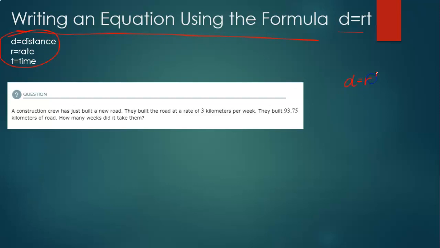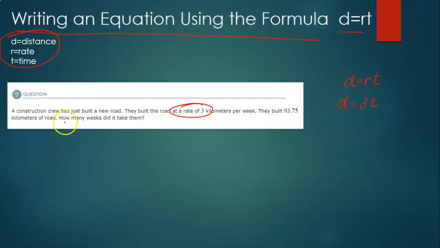This can be used to solve many word problems about speed or how long it's going to take to do something, especially when you have a distance involved. So we've got a construction crew that has just built a new road. They built the road at a rate of 3 kilometers per week. So I know that right now the formula looks like this because I know the rate is 3.